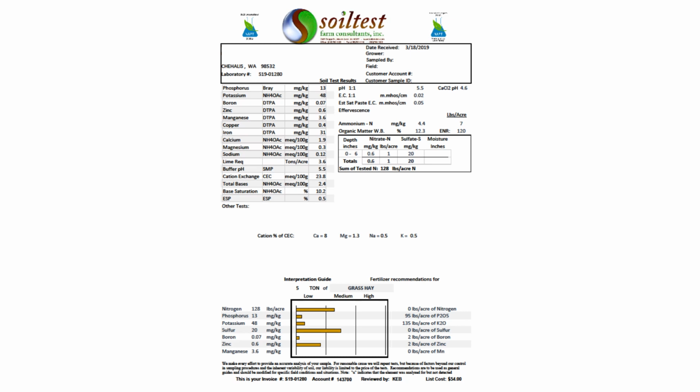In this sample, the requester asked for a 5-ton grass hay recommendation. In this case, our nitrogen was sufficient at 128 pounds, and so there is a 0 pound per acre recommendation. The phosphorus and the potassium values were both quite low, and so we have a 95 and a 135 pound recommendation for P2O5 and K2O respectively. Lastly, 2 pounds of boron and zinc are needed in order to grow this 5-ton grass hay crop.